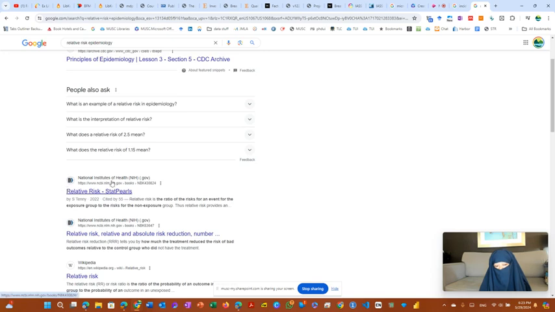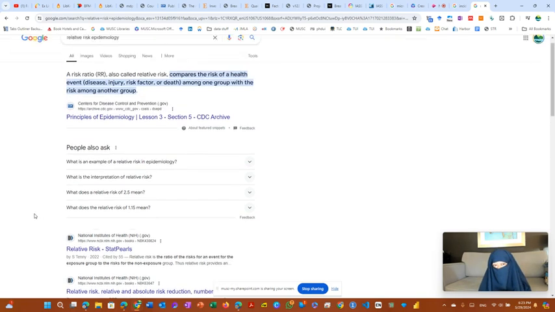We can also see, if we go down, another NIH source from StatPearls, another book that we use. And it again says the relative risk is the ratio of the risk of an event, the cancers, the long-term maternal health outcomes, for the exposure group versus the non-exposure group. So the piece that you might have missed is that one group of people has been exposed and the other group of people has not.